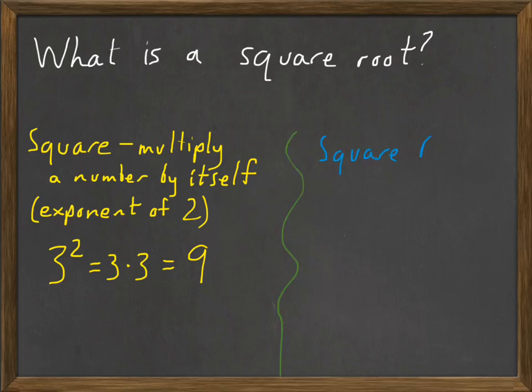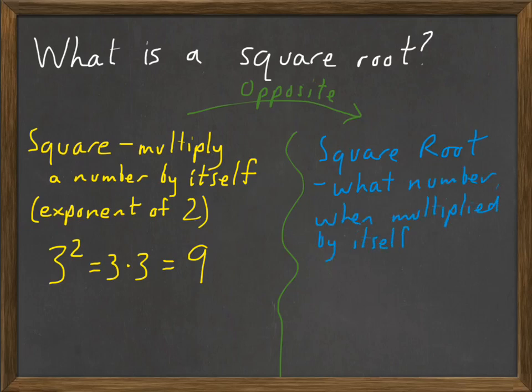Now square root is the opposite of squaring, okay? The square root asks the question, what number, when multiplied by itself, gives me that number? So if I say square root of 9, that's asking what number, when multiplied by itself, gives me 9. Well, that number would be 3, because 3 times 3 is 9. You think you got it?